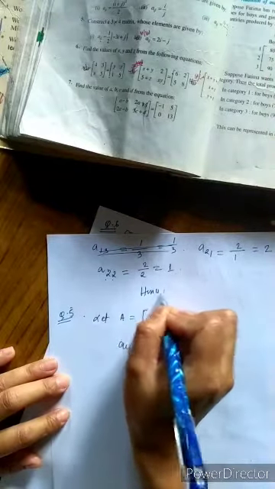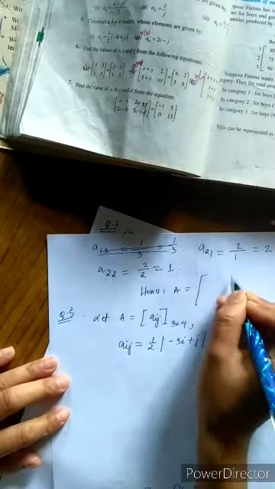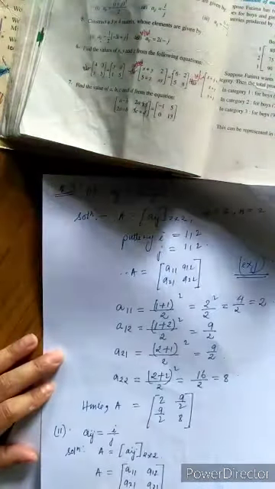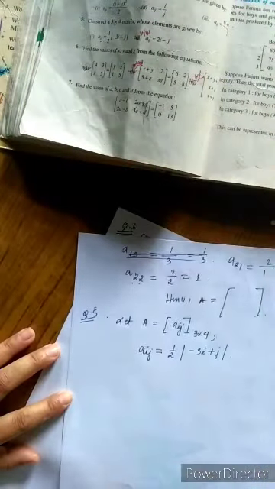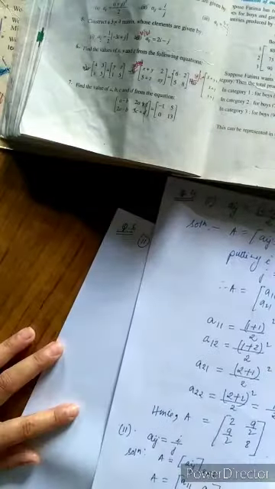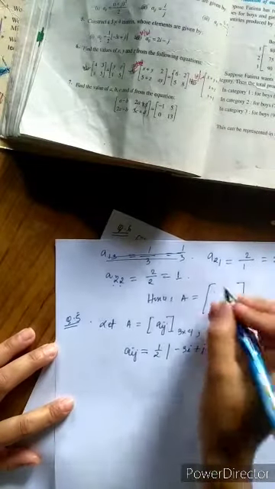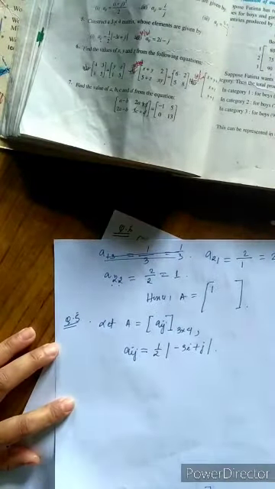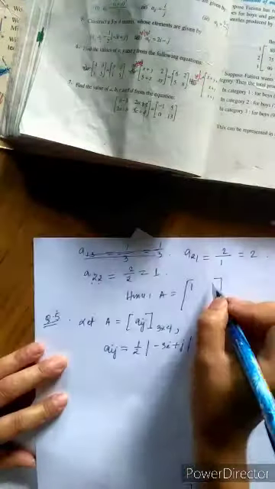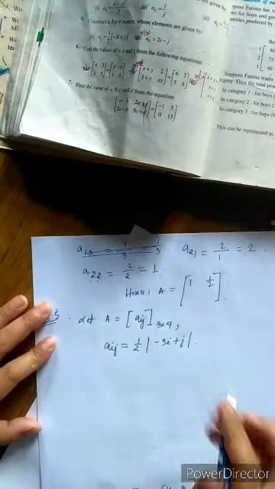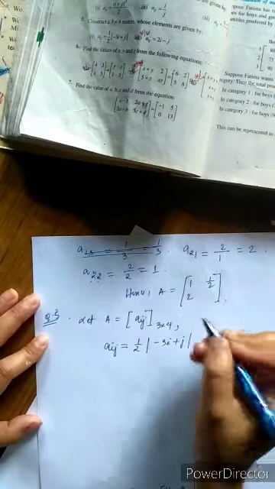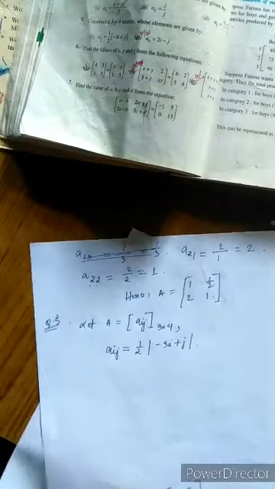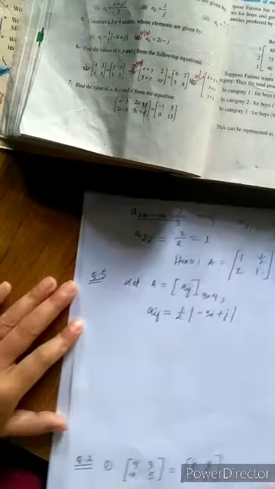Hence, the elements of A are: write all the values of a11, a12, a21, a22 in matrix A. a11 is 1, a12 is 1 divided by 2, a21 is 2, and a22 is 1. Next question.